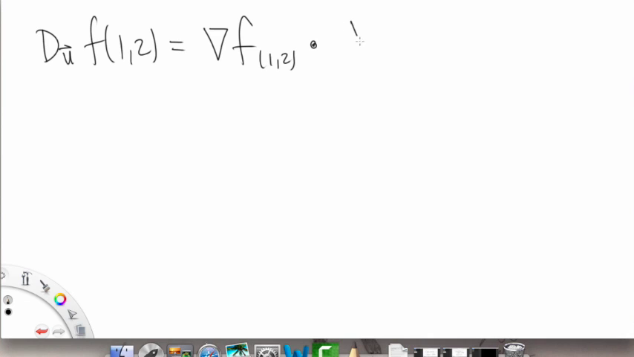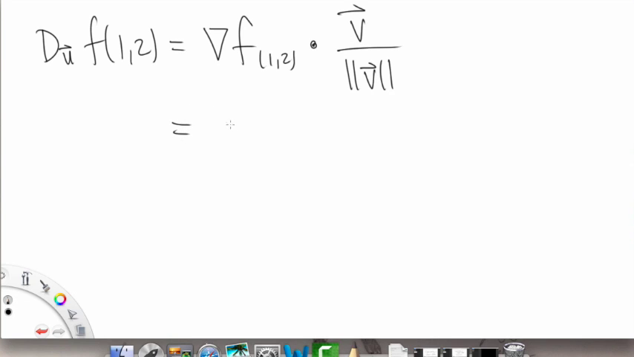Okay, so again, our directional derivative of f in the direction of u at (1, 2) is going to be, I'll write down the formula again before we plug everything in. That's going to be the gradient of f evaluated at 1, 2, and then we're going to dot that with whatever our direction vector was over the magnitude of that direction vector.